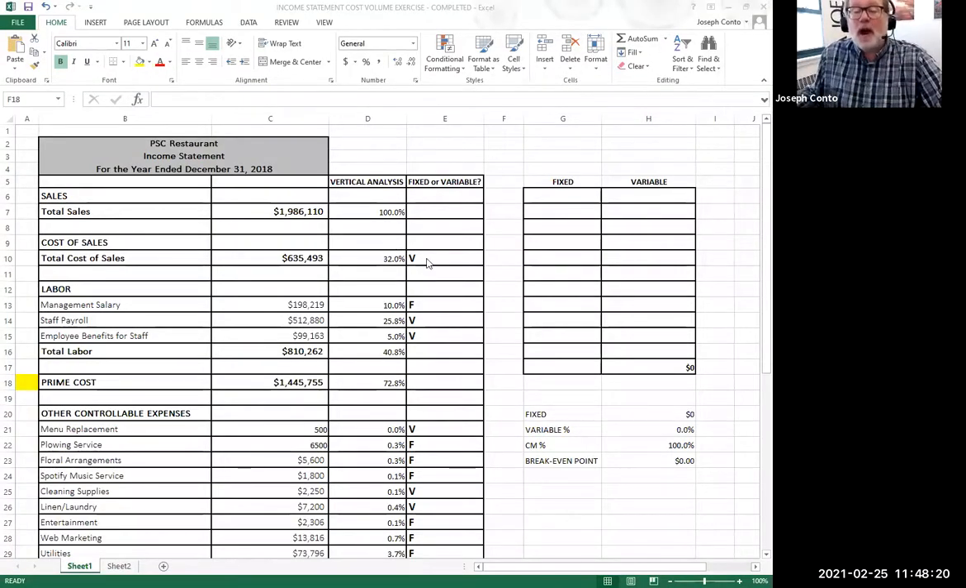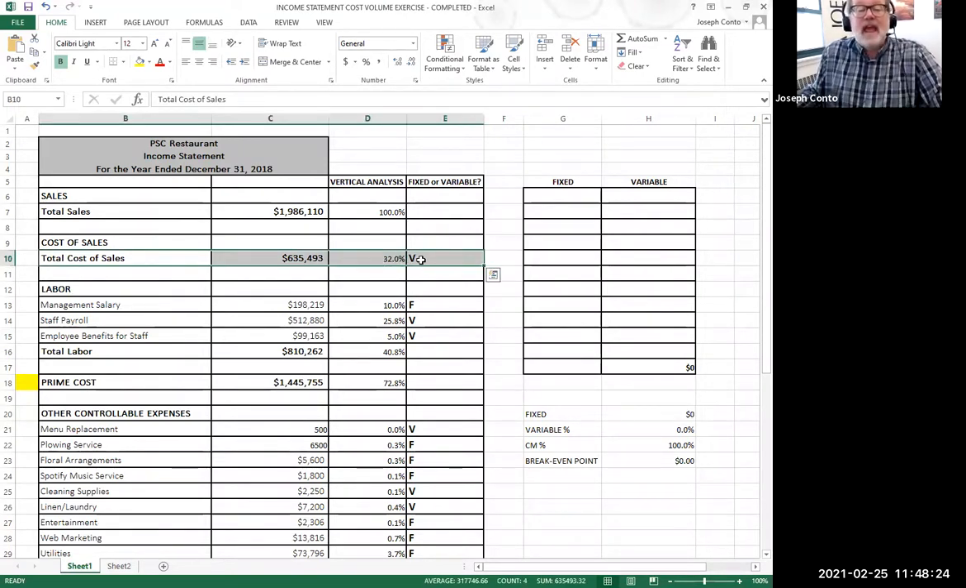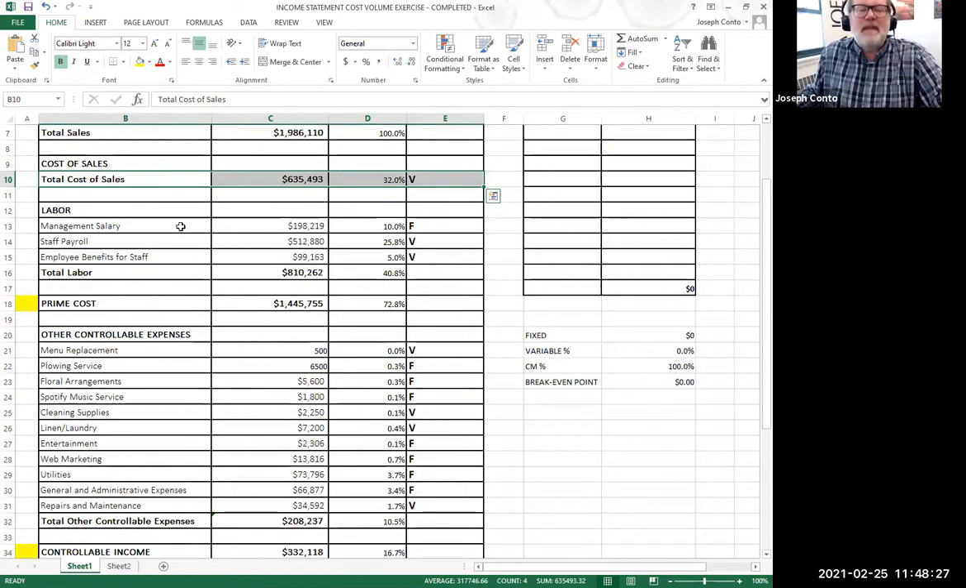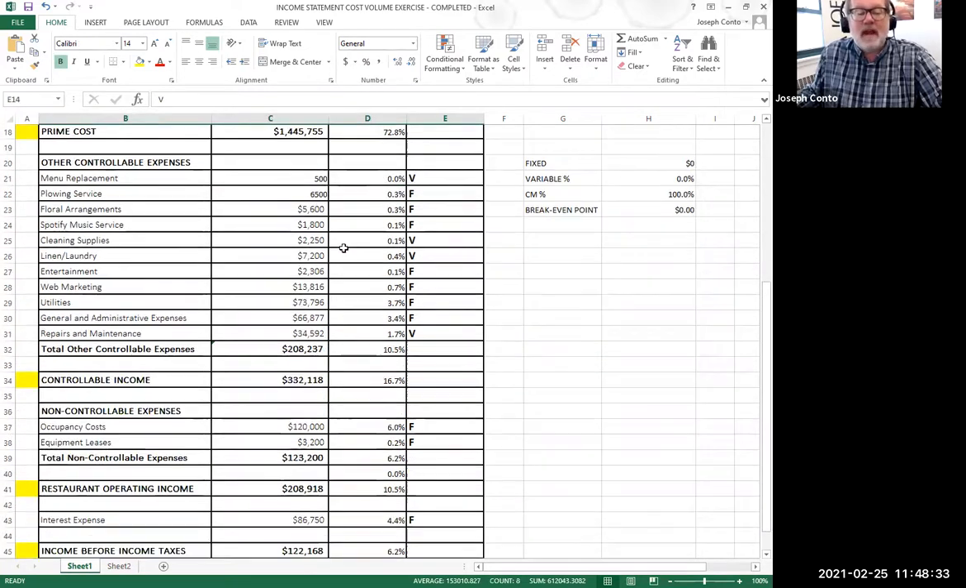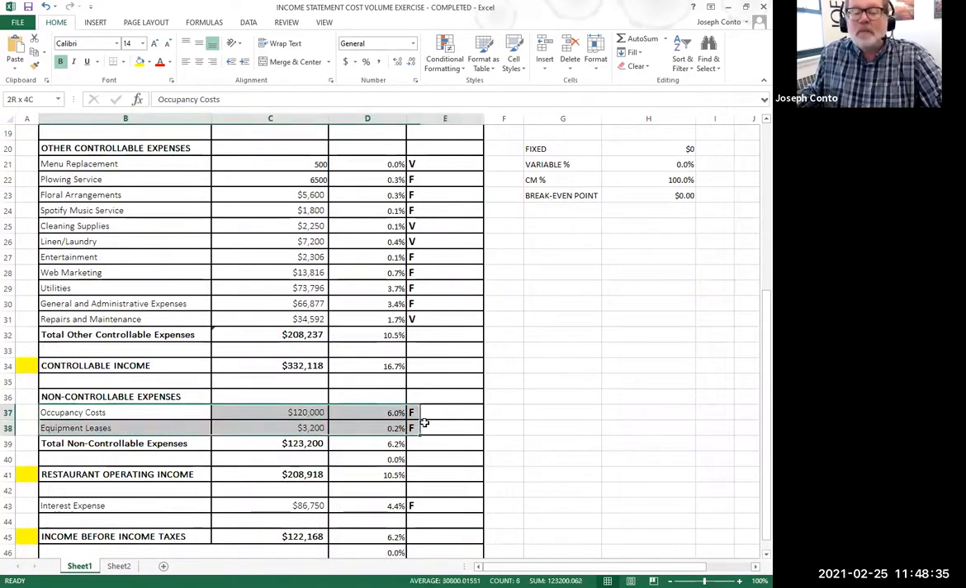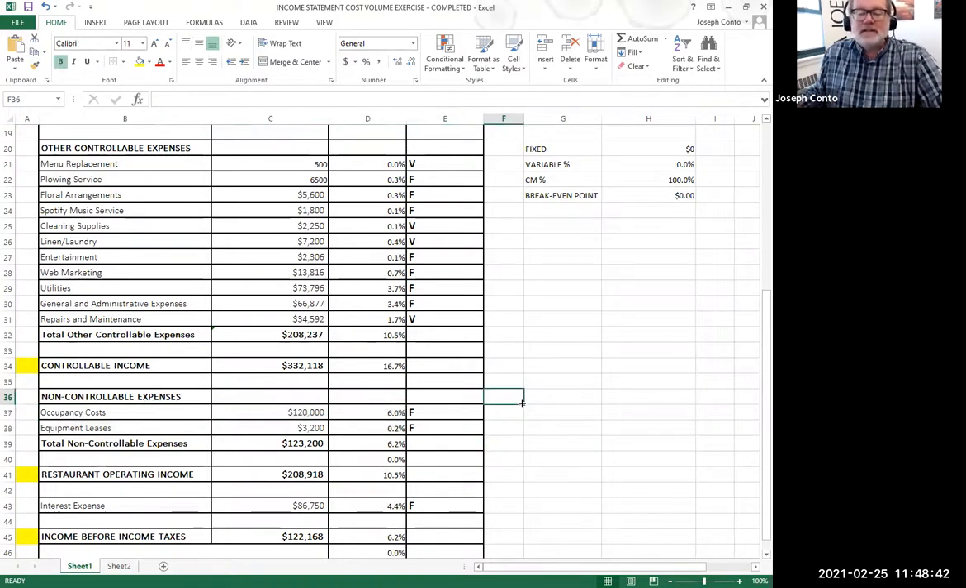Let's go ahead and take a look at what I did in that area. Again, you might make different decisions for your property, but like I said, typically some things like total cost of sales is always going to be variable. Management salary is always going to be fixed. Staff payroll and associated benefits are always going to be variable. Something like rent, also known as occupancy costs, or equipment leases are also fixed, right? So we have those things that make sense.